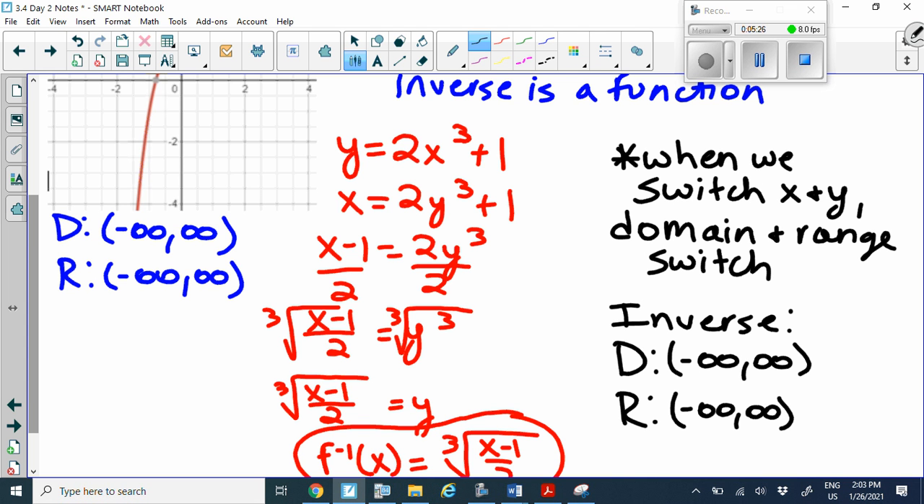Okay? So just remember that. Whenever you look at the original, just swap that, and that'll be your domain and range for your inverse function.